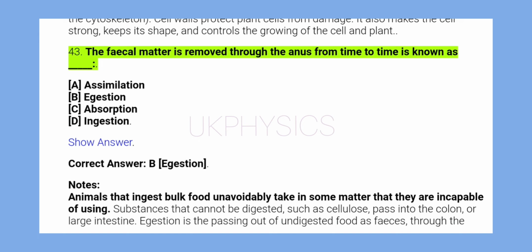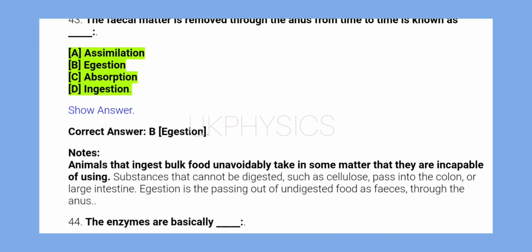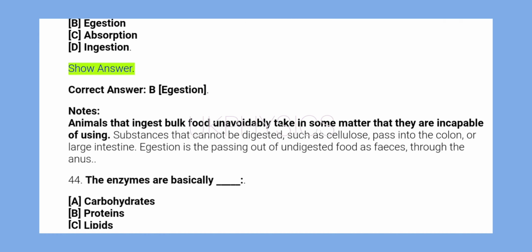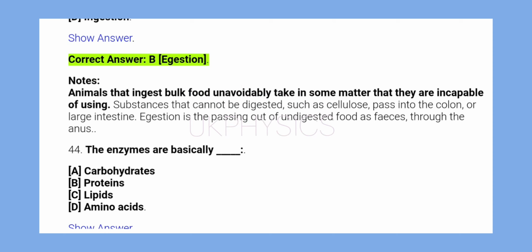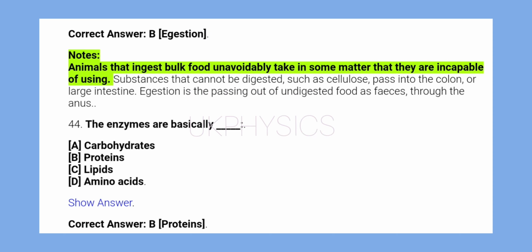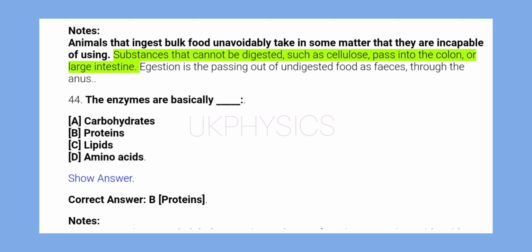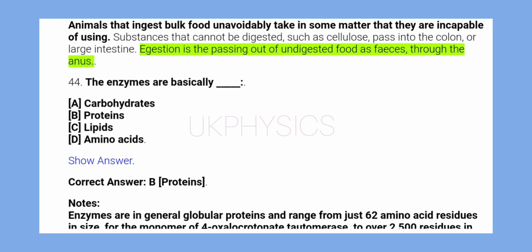43. The fecal matter is removed through the anus from time to time is known as A. Assimilation. B. Egestion. C. Absorption. D. Ingestion. Show answer. Correct answer, B. Egestion. Notes. Animals that ingest bulk food unavoidably take in some matter that they are incapable of using. Substances that cannot be digested, such as cellulose, pass into the colon, or large intestine. Egestion is the passing out of undigested food as feces, through the anus.